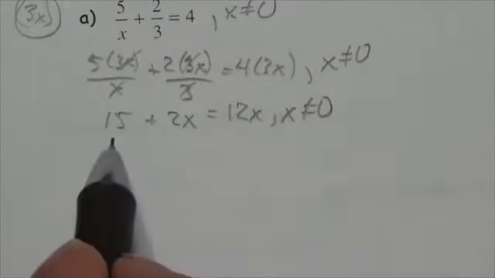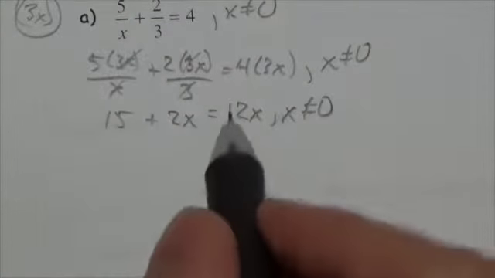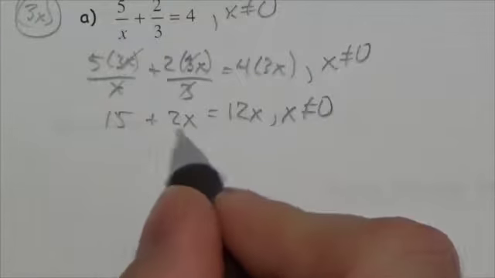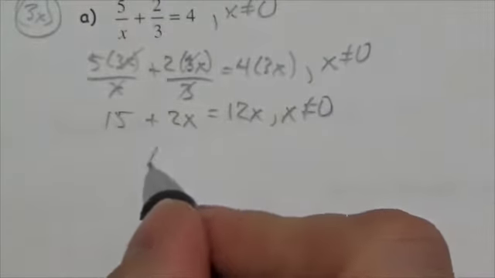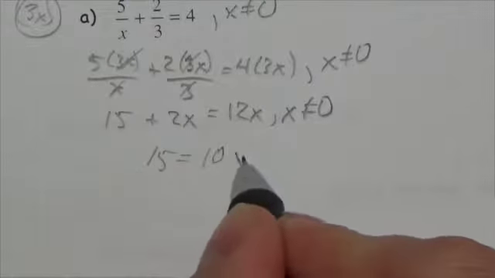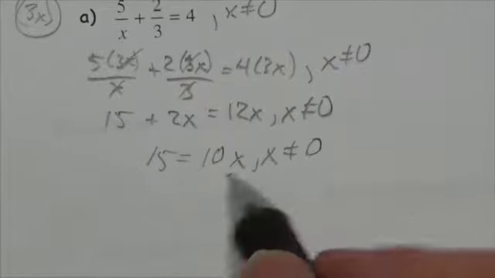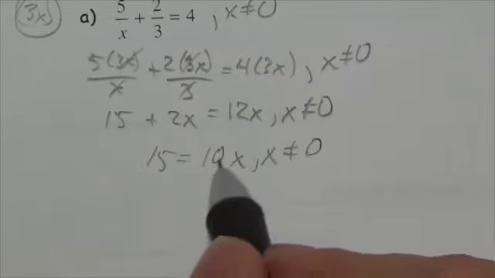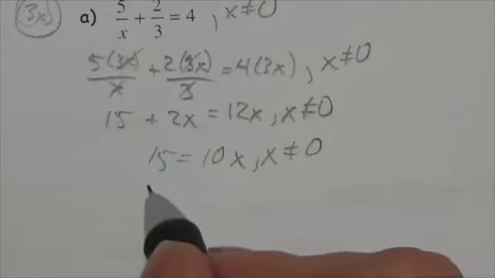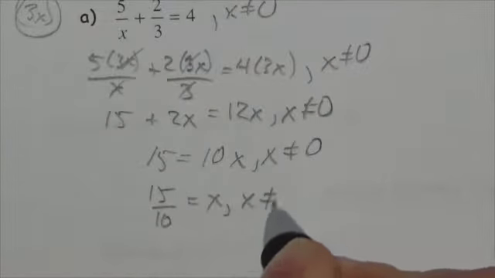Now, 15 plus 2x equals 12x. Well, that's substantially easier to work with. I'm going to subtract 2x from both sides just to get the x terms together. So that'll leave me with 15 equals, well, subtract 2x out, and I'm going to get 10x, where x can't equal 0. And now to get x by itself, I have to get rid of this coefficient, so I'll divide by 10. Again, as long as x can't equal 0.